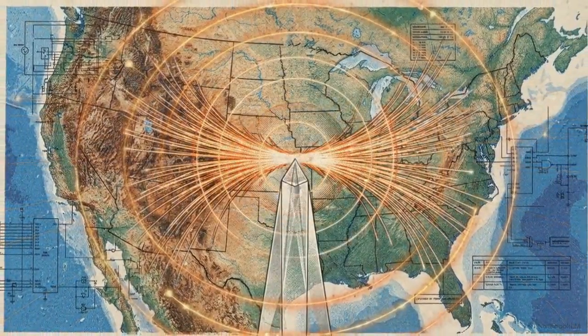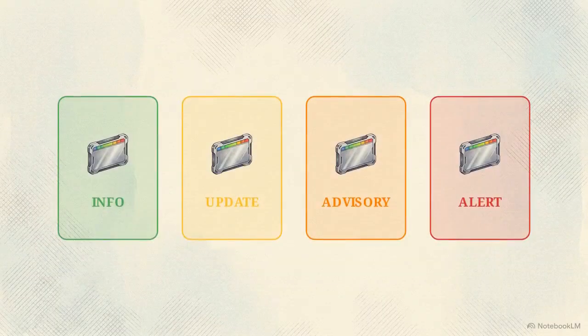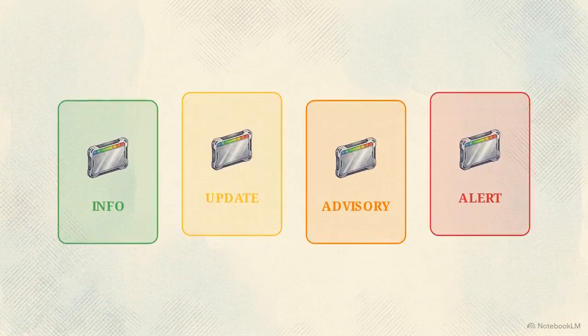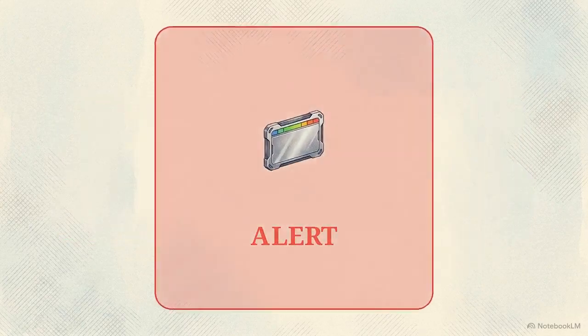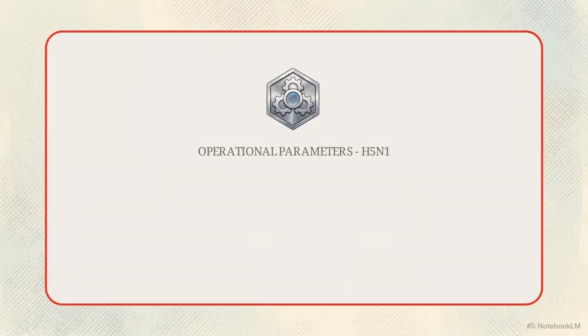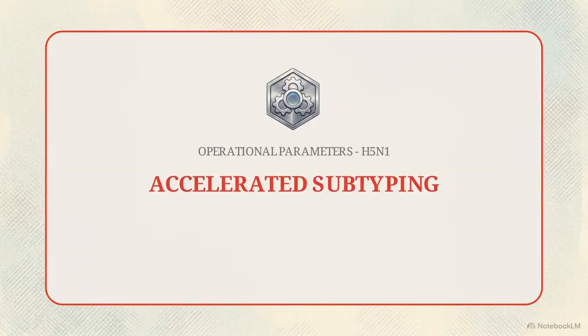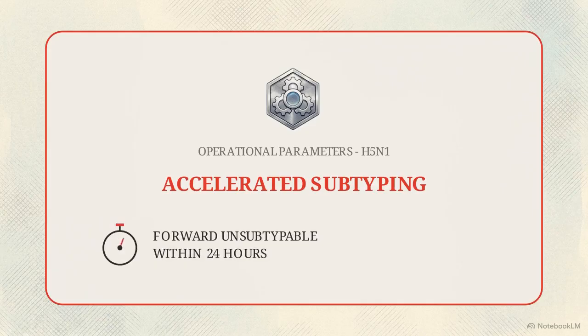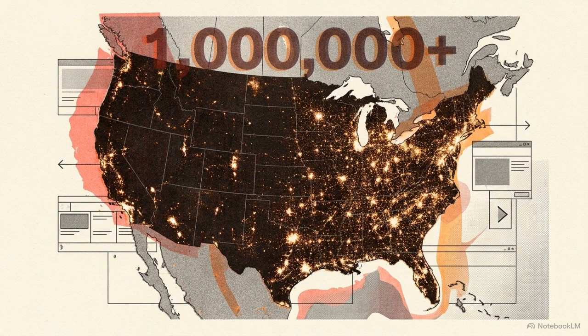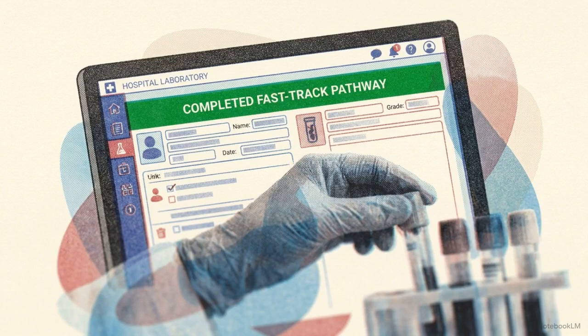Once an alert finally clears OADS, it is broadcast through the Health Alert Network, the CDC's authoritative channel for urgent public health communication. The 4 tiers of HAN messages scale from routine green info services to the highest priority, the red health alert. For H5N1, this red alert delivers operational parameters. Labs must use accelerated subtyping methods and forward unsubtypable specimens within 24 hours. Instantly, this directive reaches over 1 million clinical recipients, effectively covering more than 90% of the United States population. Within hours, hospital laboratory information systems update their protocols, rapidly closing diagnostic blind spots across the country.